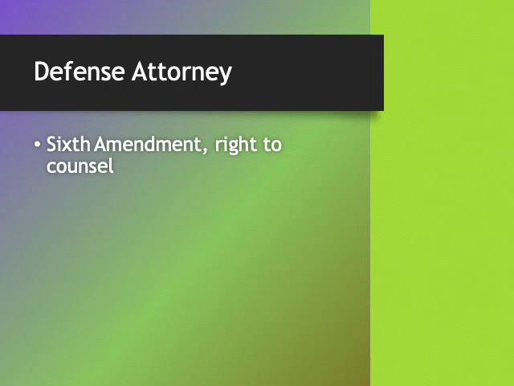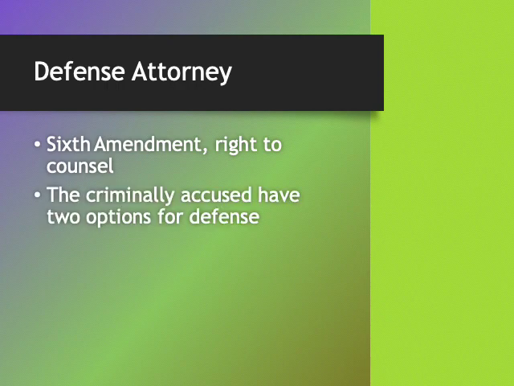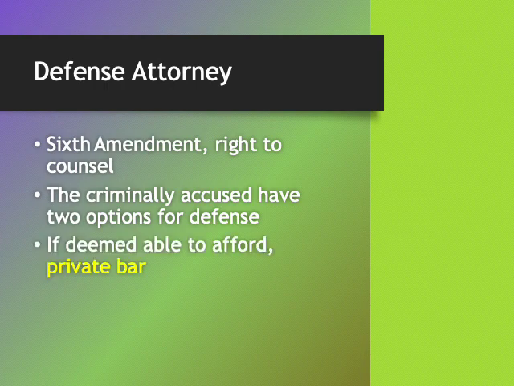But most people exercise their right to counsel. There are different ways, and we'll be going into the Sixth Amendment and trial rights and the right to counsel in more detail in a week or so. But the criminally accused have two options for criminal defense. One option is that if the court system determines that they have enough money to provide for their own counsel, then they get a private attorney, right?